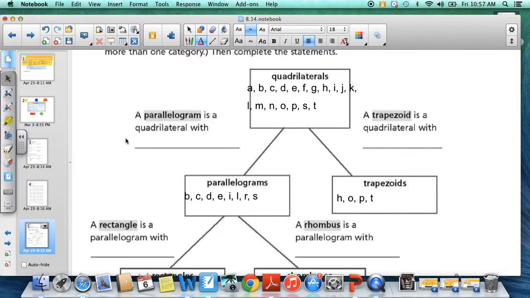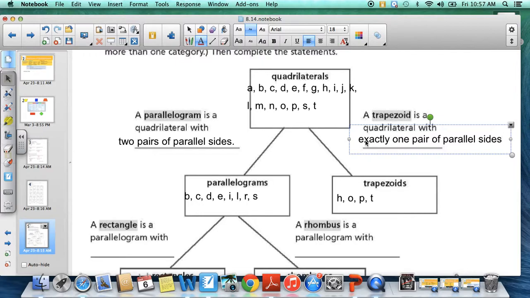So a parallelogram is a quadrilateral with 2 pairs of parallel sides. Okay, so if we look at the shapes that we classified as parallelograms, we would see that each of those shapes had 2 pairs of parallel sides. Let's go to trapezoid. A trapezoid is a quadrilateral with exactly 1 pair of parallel sides. Easy enough.